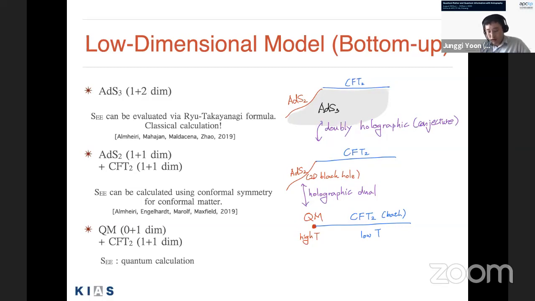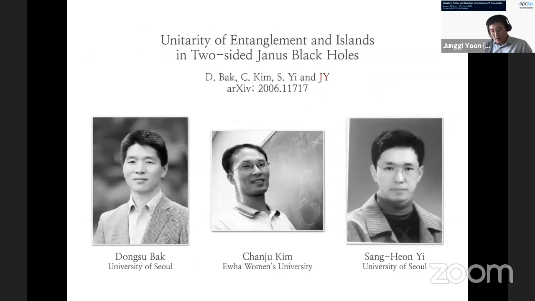However, this is still a very difficult quantum calculation. Of course, it's possible, but very complicated. 2D is still simple, but in higher D, the advantage of AdS/CFT is that the quantum calculation in the field theory can be reproduced by a semi-classical calculation in the higher dimensional gravity. So if this doubly holographic model exists, this entanglement entropy is nothing but the Ryu-Takayanagi surface in the AdS3. With Dongsu Bak, Chanju Kim and Sang-Eun Lee, we considered the Janus black hole in 3D and calculated the entanglement entropy, trying to find the relation to the island.